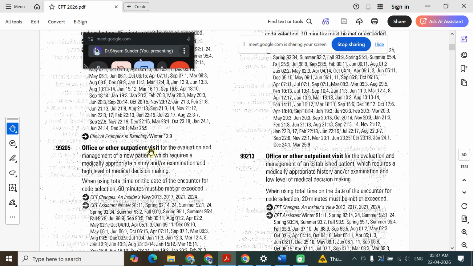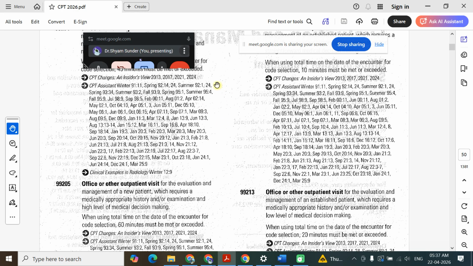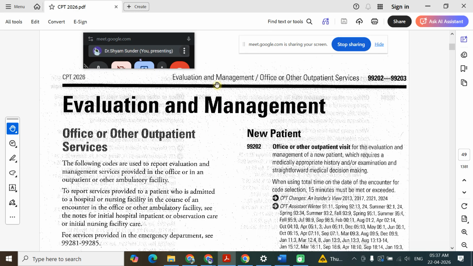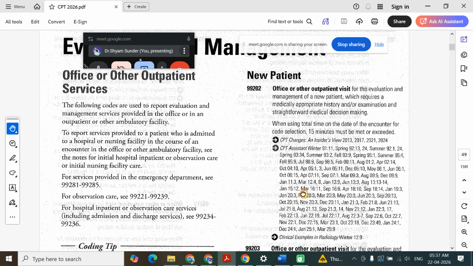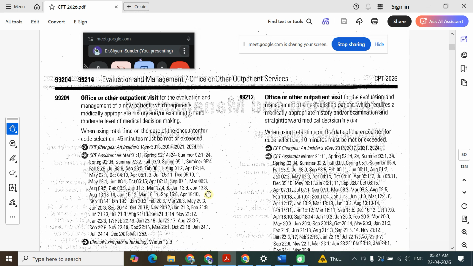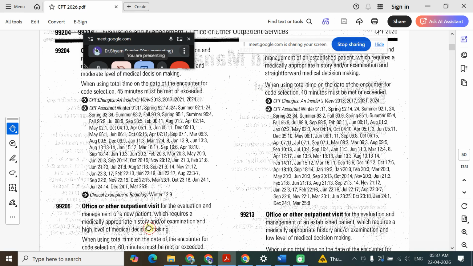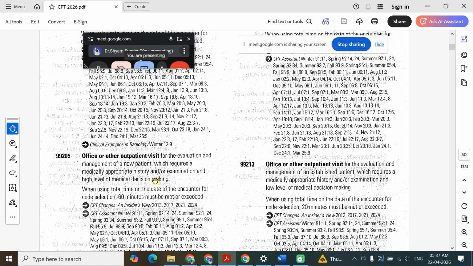So the payment also differs. 99202, the first level, is $50. 203 is $75. 204 is $100. This is $150. That's how the payment goes.